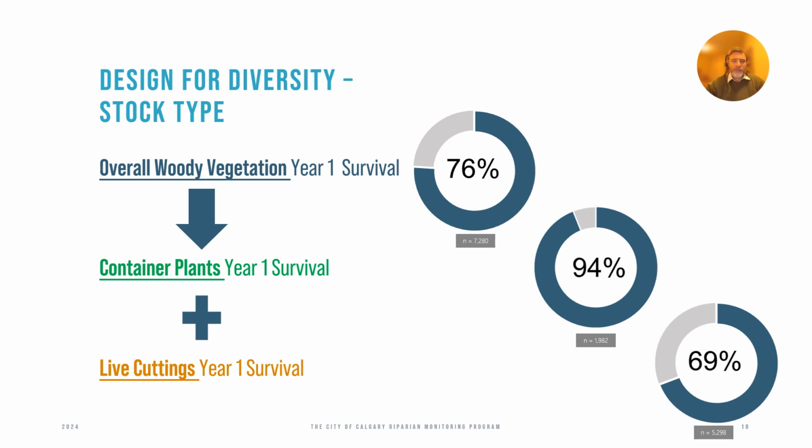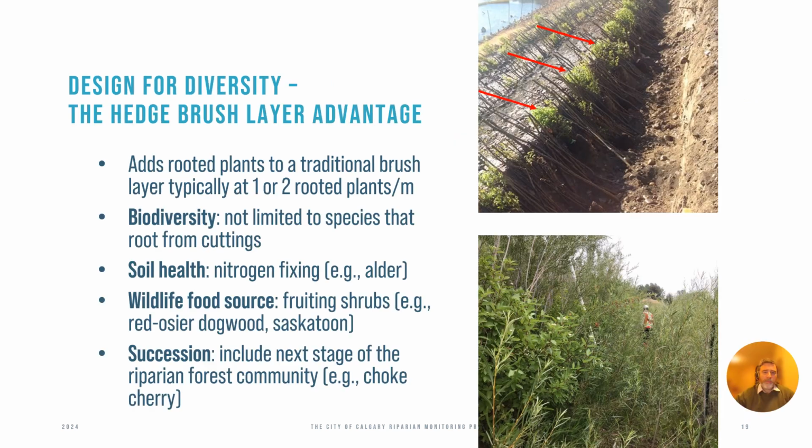To enhance species diversity, we suggest combining container plants with live cuttings in techniques like hedge brush layers, which I've mentioned now a few times. So hedge brush layers are similar to traditional brush layers, but also include rooted plant species, typically at 1 to 2 plants per meter, offering several benefits over traditional methods.